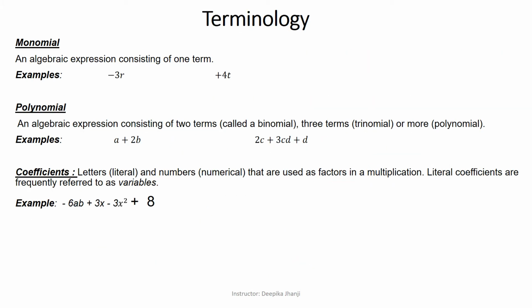Another word is monomial. Mono means one. So a monomial is an algebraic expression consisting of one term. For example, negative 3r. It has only one term. This is called a monomial. Another example is 4t. 4t means only one term. So this is a monomial.